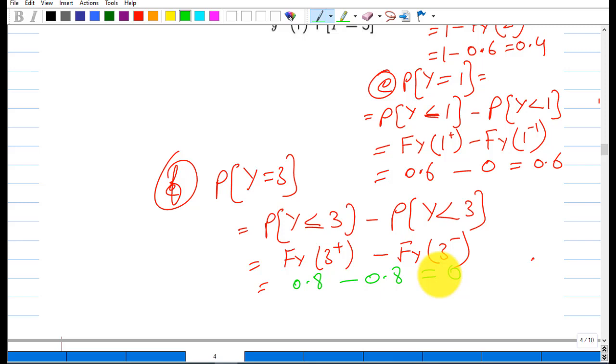I hope you have understood the CDF, how we can plot it, and how we can use it to find probabilities, and hopefully you have understood everything.